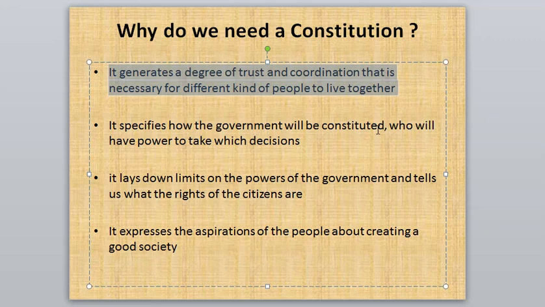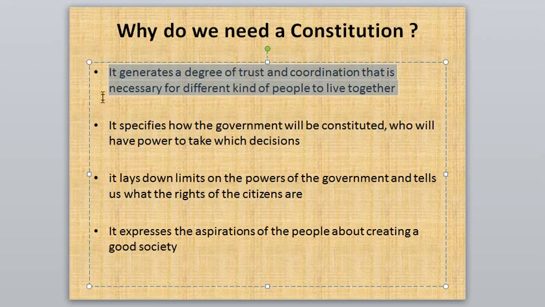So this constitution provided some degree of trust and coordination between the people living in India so that they can live together and trust each other. Because this constitution provides provisions which protect everyone from discrimination, irrespective of caste, color, gender, place of birth, or religion. So, first, it generates a degree of trust and coordination.